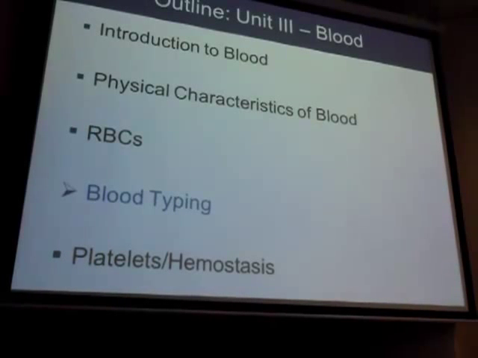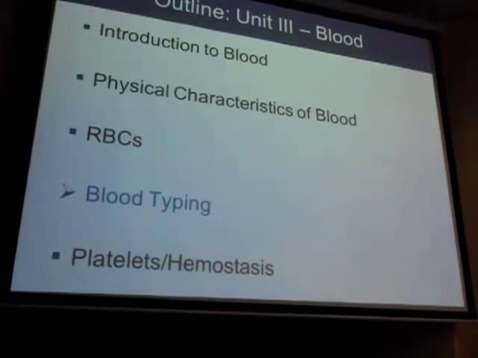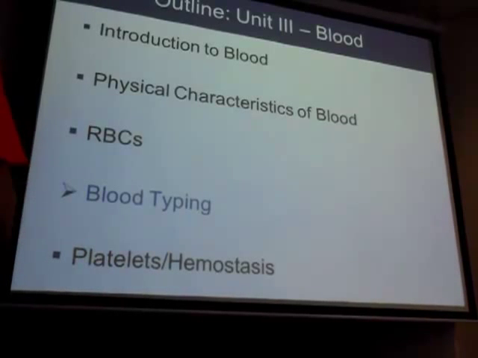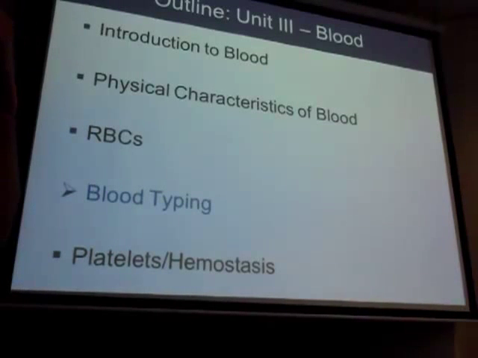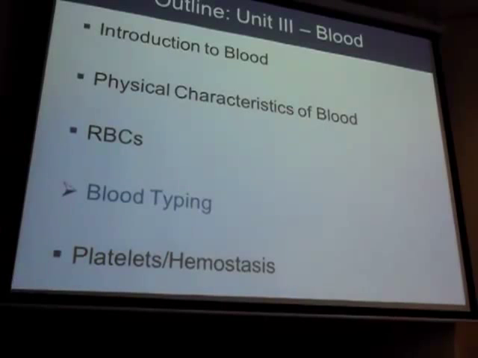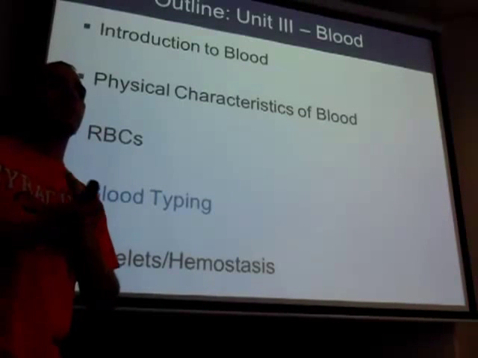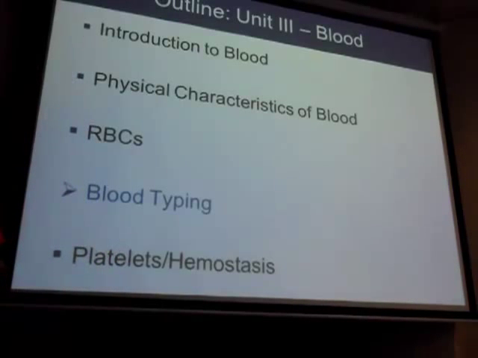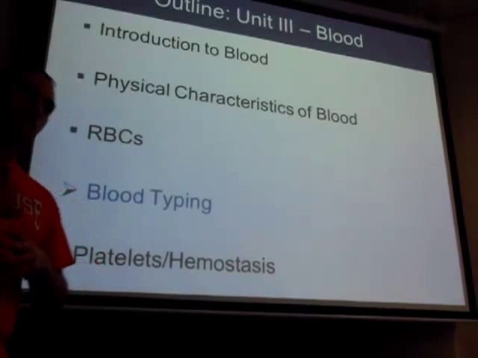So any questions before we get into blood typing? This is still erythrocyte talking. So blood typing. How many different blood types are there? It's four. What are they? A, B, AB, and O. Technically, there's eight blood types, because what else can you say about them? Good. Does anybody know the name of that factor? The Rh factor. So there's eight. We're not going to get into Rh today. We'll get into Rh next time.